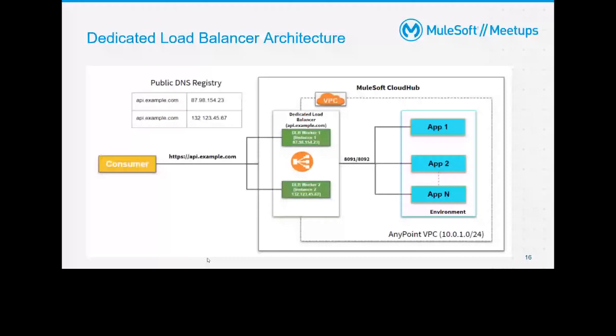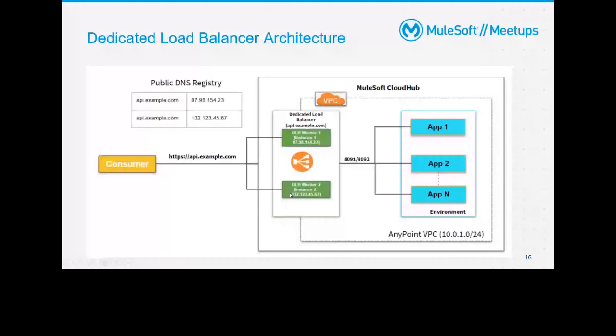Okay, this is the typical architecture of a dedicated load balancer. Generally, on the dedicated load balancer I have two workers, worker one and worker two. The consumer will send the request to the dedicated load balancer, and the dedicated load balancer transfers the traffic to the application which is deployed on port 8091 and 8092 within the VPC. Okay, so that is how.